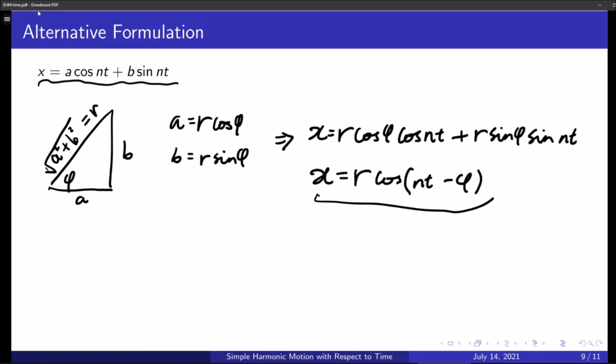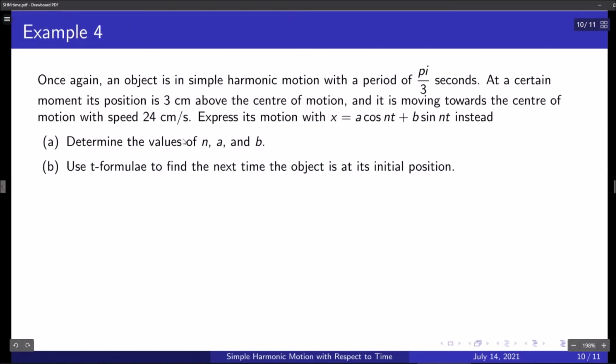So let's look at the next example. It's the same object as the last example. What happened here? Everything else still stays the same, but now the variables are slightly different because we have to look at it this way. So we need to find A and B.